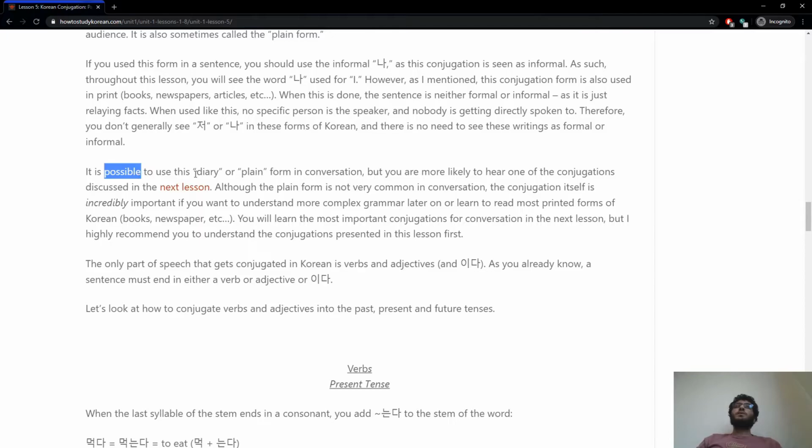It is possible to use this diary or plain form in conversation, true, but you're more likely to hear one of the conjugations discussed in the next lesson. Although the plain... Actually, when I first got introduced to this, I was like, whoa, what?